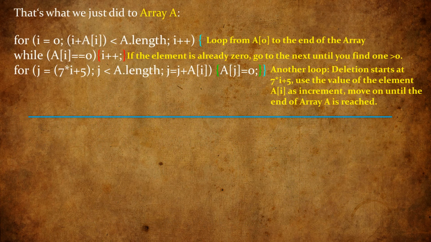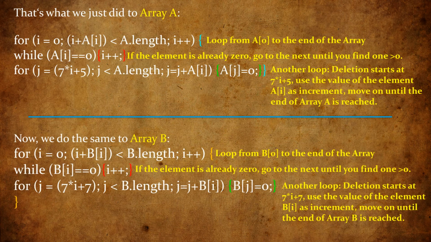At the upper half of the slide we see what we just did to array A. Now we apply the same to array B. We use two nested loops. The only difference is that deletion starts from 7i plus 7.